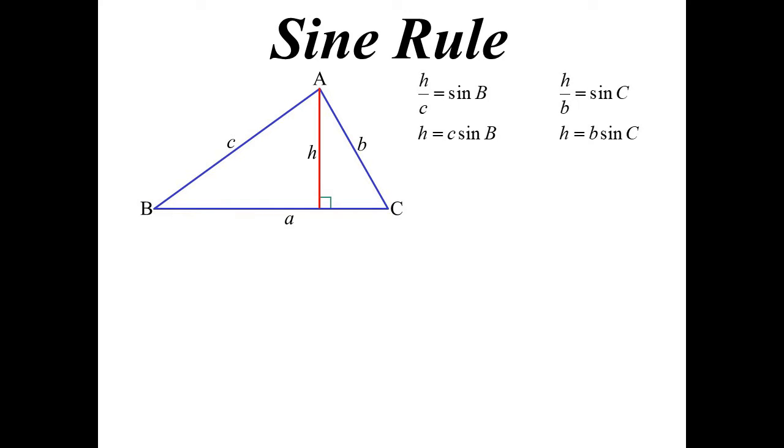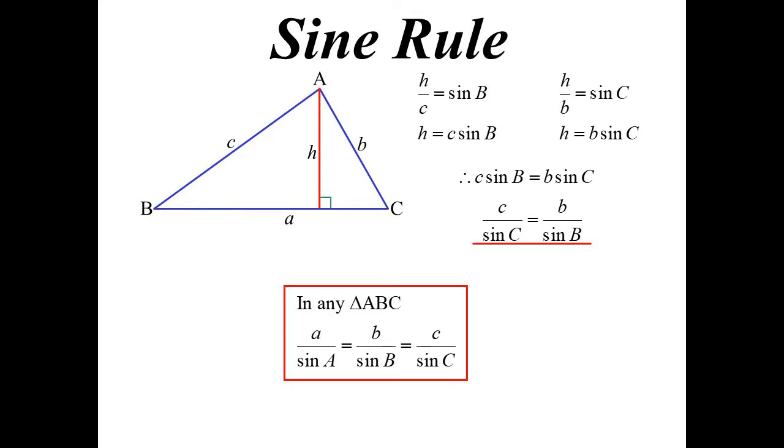Well, it's the same h. Therefore, c sine b must equal b sine c. Not how we normally see the sine rule. Play around with it. There we go. c over sine c is b over sine b. In fact, it would also be true to be a over sine a. Remember, they were just random letters that I've got there. So that is always true, that ratio will remain the same.